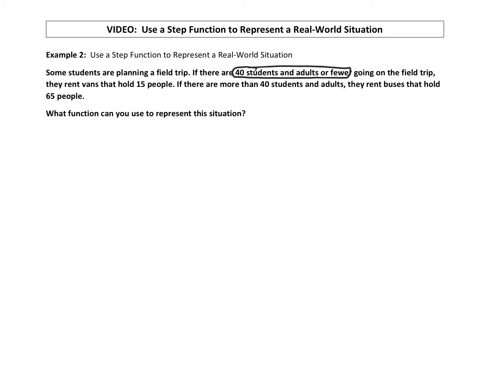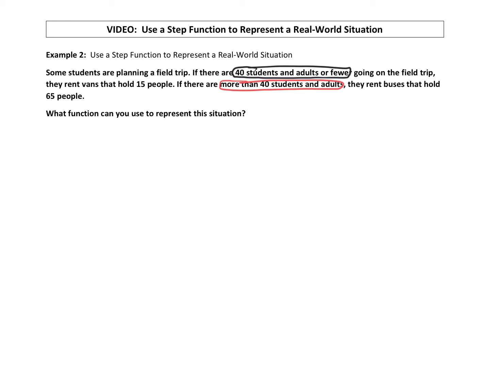If there are more than 40 students and adults, then they have to rent a bus, and the buses will hold 65 people. What function can you use to represent the situation? Well, because there are two separate pieces of this, we've got one thing, we'll get vans, and we have to figure out how many vans to get if we have 40 or less people. But if we have more than 40 people on the trip, then we're talking buses. So we're gonna write a function to represent how many vans we would need, and then another function to represent how many buses we would need.